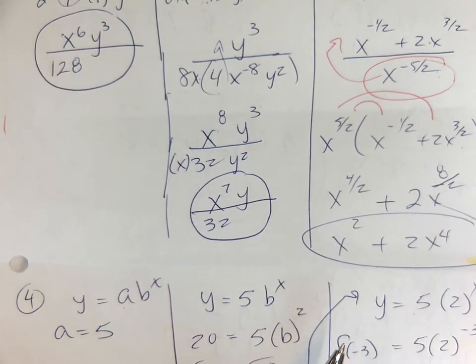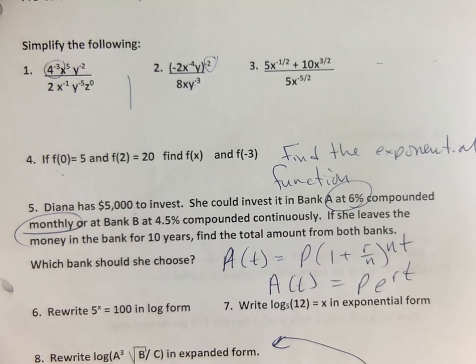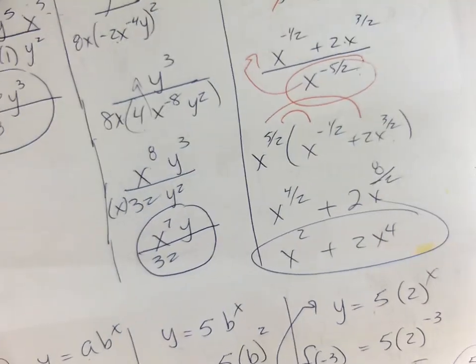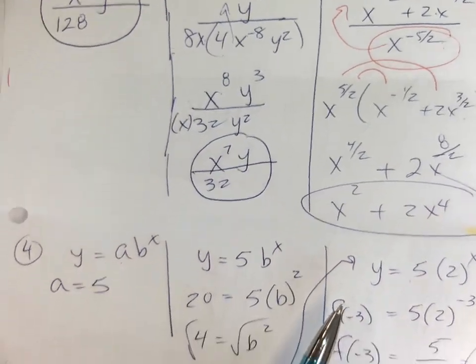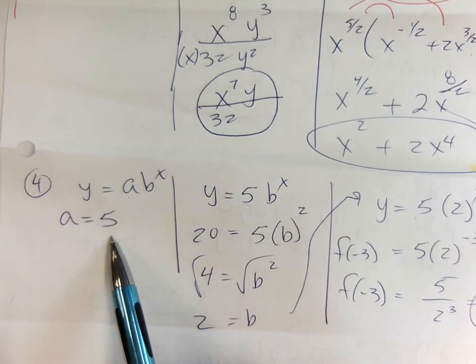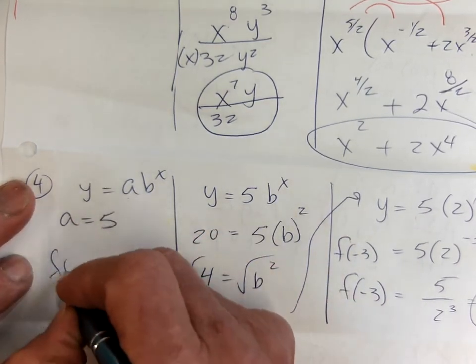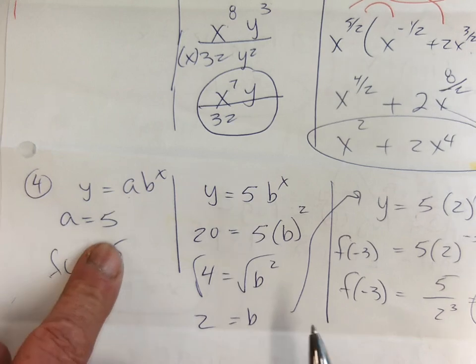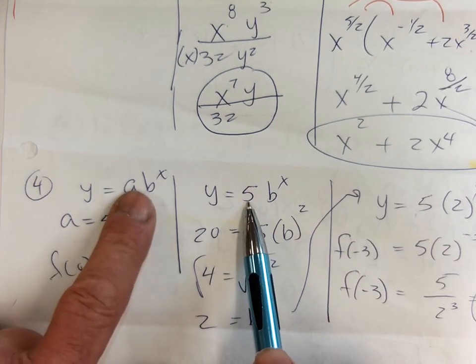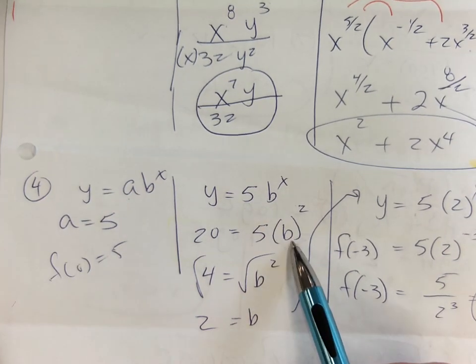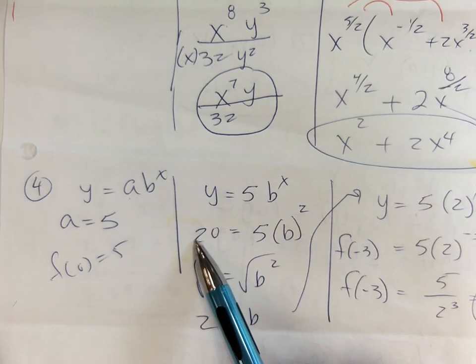Number 4 should have said exponential function, but that's what I need to add. Anyway, here's my exponential function. I know that a has to be 5 because we get f of 0 equals 5. So a is 5. So I put that in as a. And then I take my other point, 2, 20. I put 2 in for x and 20 in for y.